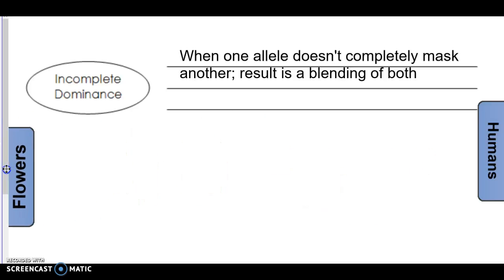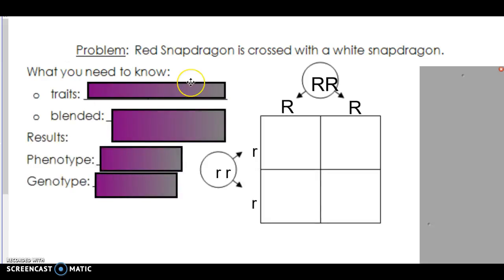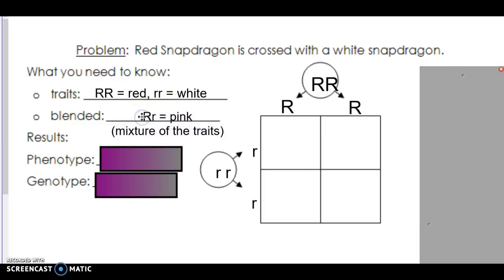Okay. So to do an actual problem with this, we are going to cross a red snapdragon with a white snapdragon. For starters, what you need to know is that to show the red flower color, we're going to use big R, big R. To show the white, we're going to use little r, little r. So the blended flower type is going to be big R, little r, which is pink, and that shows the mixture of those two traits of red and white.